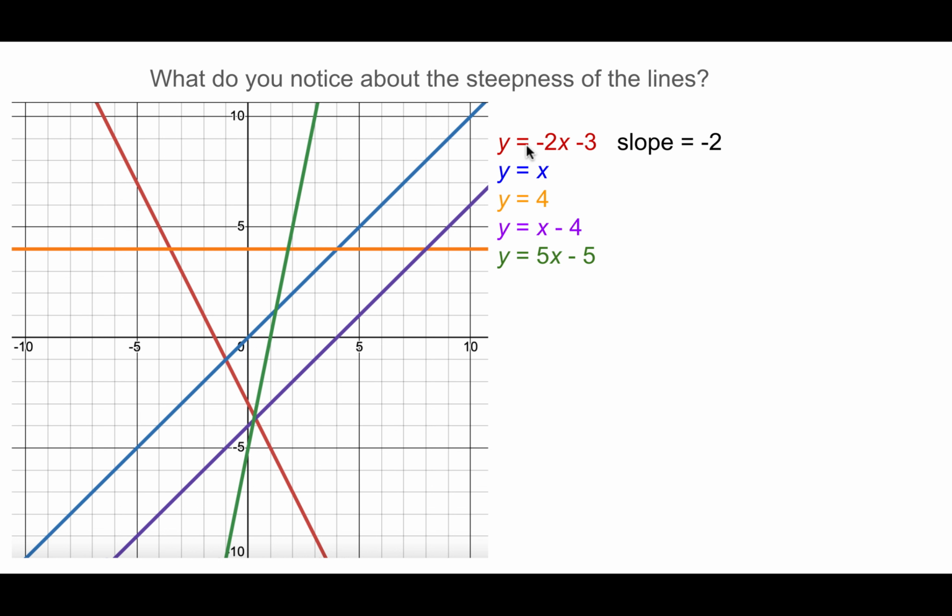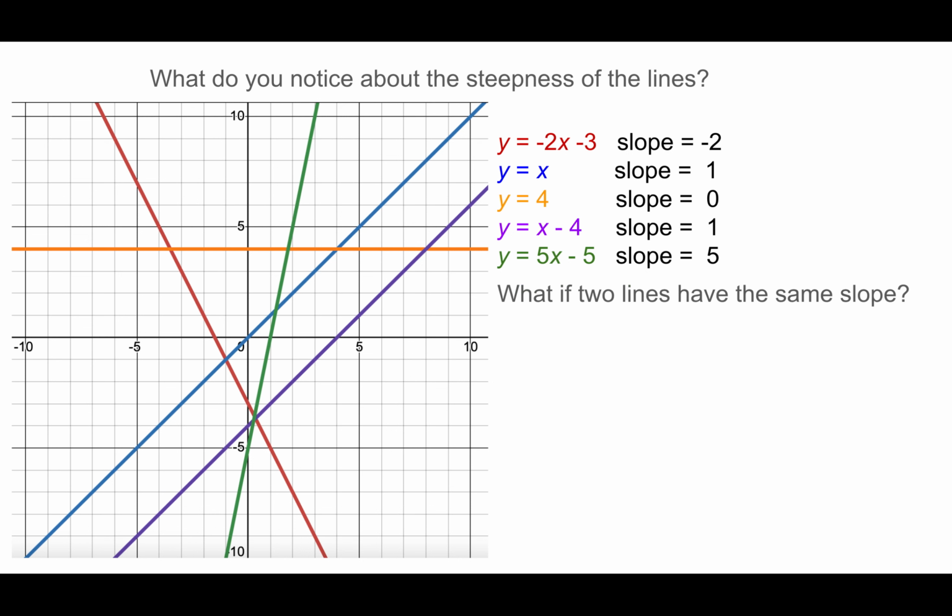Reminder that the slope is the coefficient or the number in front of the x. So for my red line, the coefficient is -2 because it's in front of the x, so the slope is -2. For the blue line, there is no number in front of the x, which we say is the understood 1, so it has a slope of 1. For the orange one, there is no x, so it has a slope of 0. For the purple, just like the blue, it has a slope of 1. There is no number in front of the x, so we say the coefficient is the understood 1. And for the last one, the coefficient or the number in front of the x is 5.